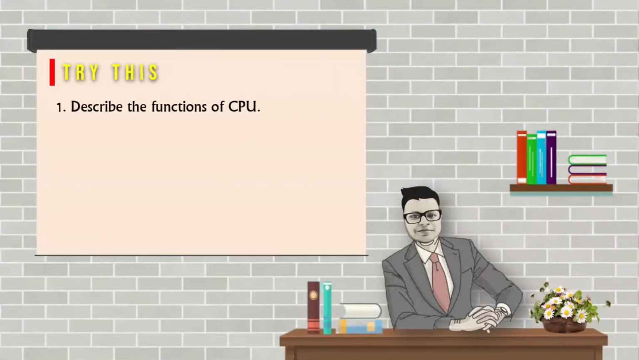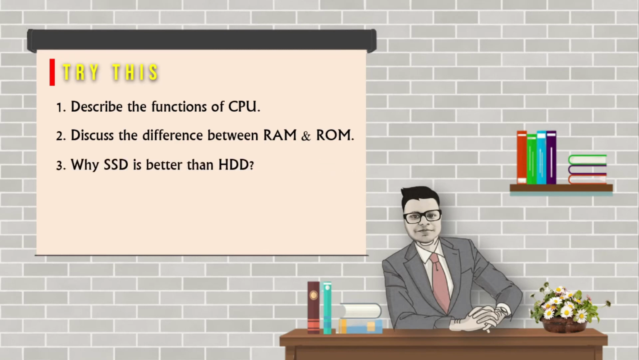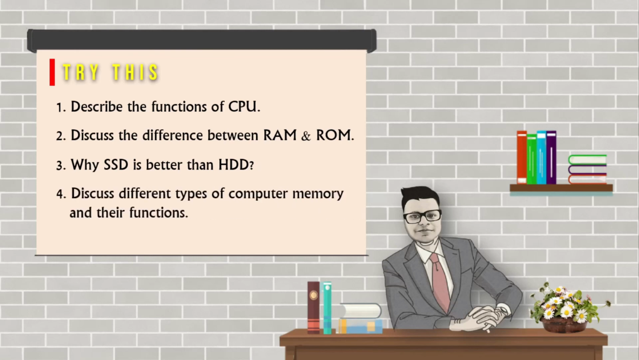Now try this. Describe the functions of CPU. Discuss the difference between RAM and ROM. Why SSD is better than HDD. Discuss different types of computer memory and their functions.